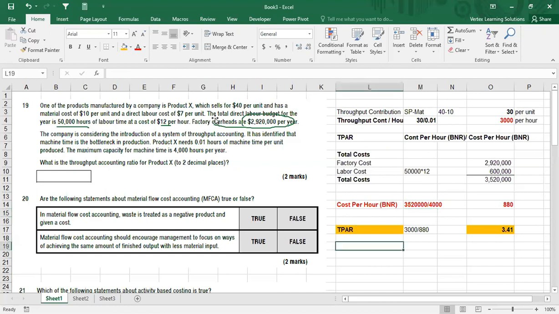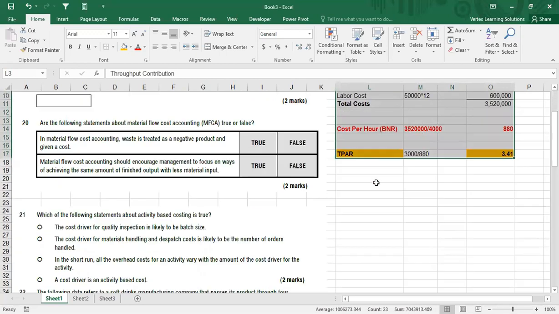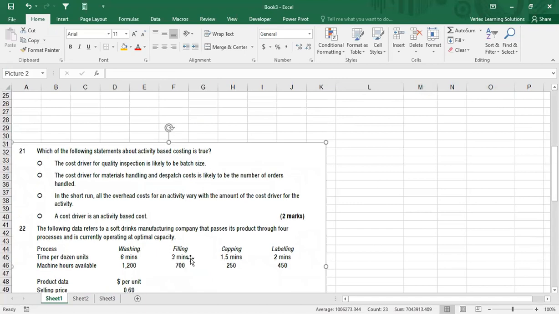Okay, so we are done. So what we should write down here is 3.41, and you will get your 2 marks. When you are in the exam, you don't need to show all of this. You will do it very quickly on a calculator and I'm sure you would manage to do it in less time. I took much more time.